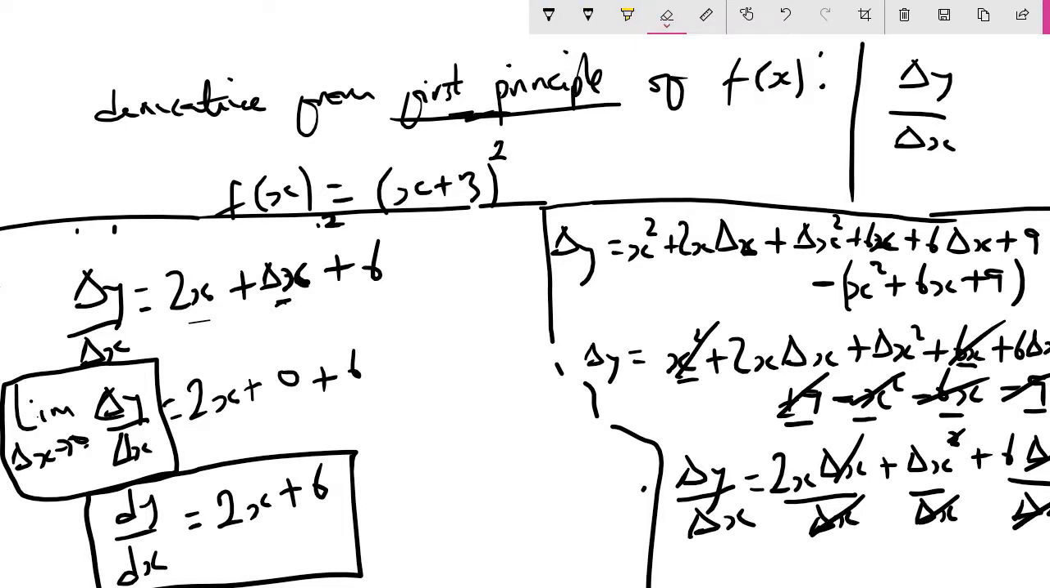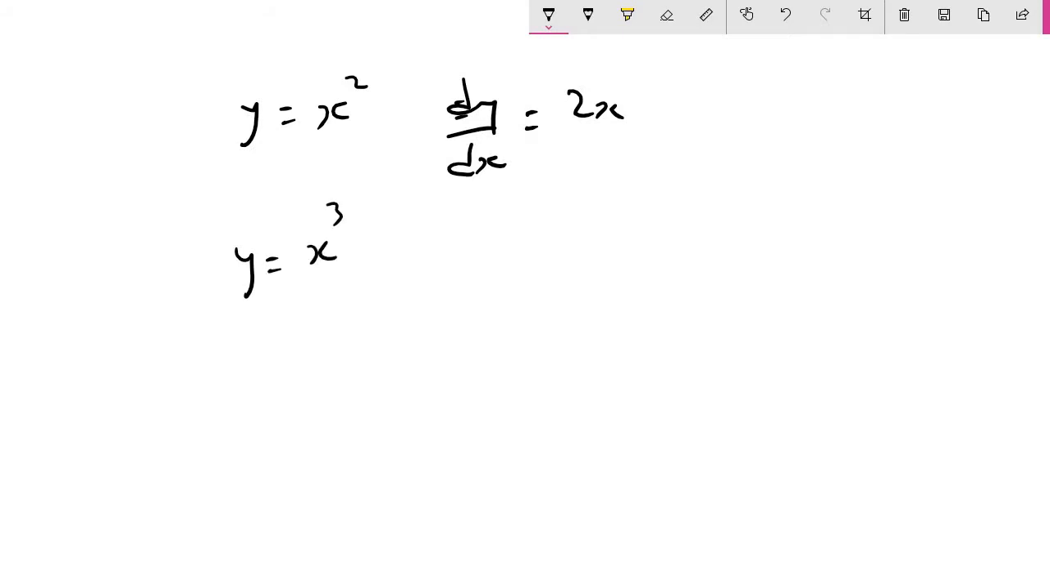Okay, so this question is answered, right? So I'm just going to clear the space. Now, whenever you are given, let's say y is equal to x squared, right? Now watch, the derivative of this, dy/dx, is equal to 2x. If y is equal to x cubed, dy/dx is equal to 3x squared.